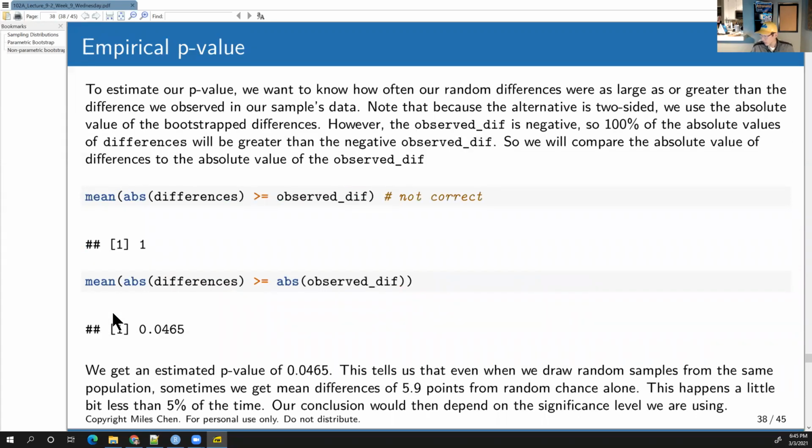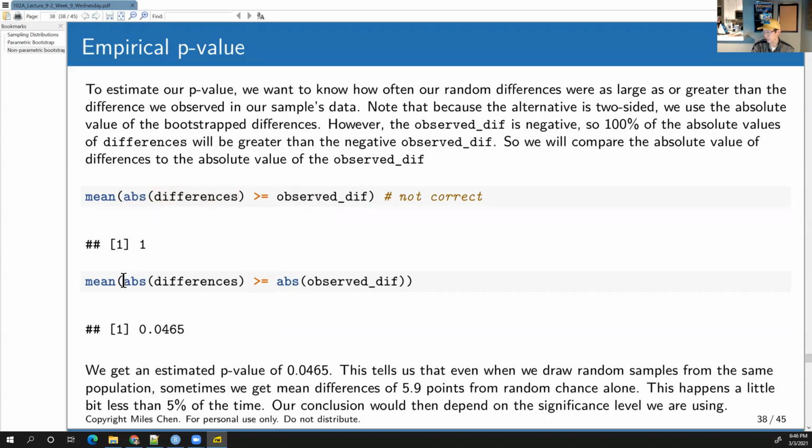And I do that 10,000 times, and what we want to know is how often do we get a difference of basically 5.9 or something more extreme. Now, the observed difference I recorded was negative 5.9. And so if I do the absolute values, 100% of the absolute values are going to be greater than negative 5.9. So we don't want to do this.